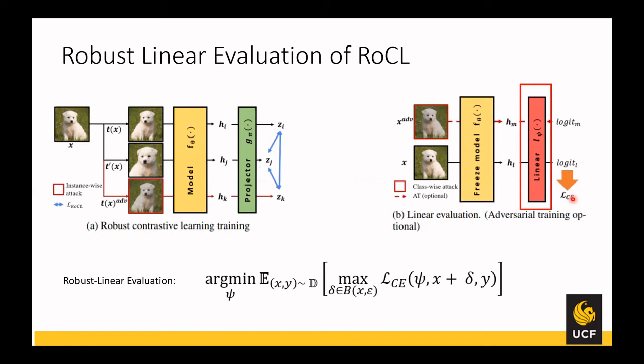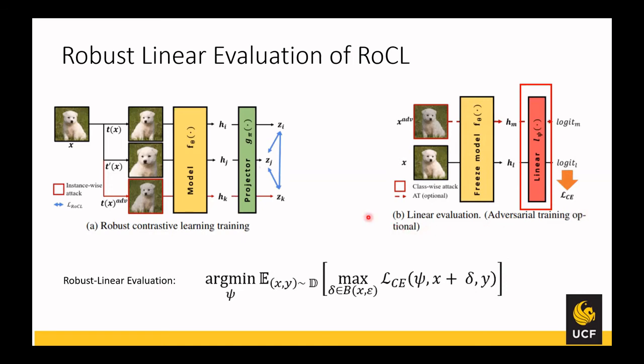And it can be mathematically expressed like this, where psi is the parameter of the linear layer and x plus delta is the adversarial image. Here they don't mention the outer minimization loop, it's just the maximization loop that they have mentioned. But in the paper they mention that they do the adversarial training as mentioned in the figure also.